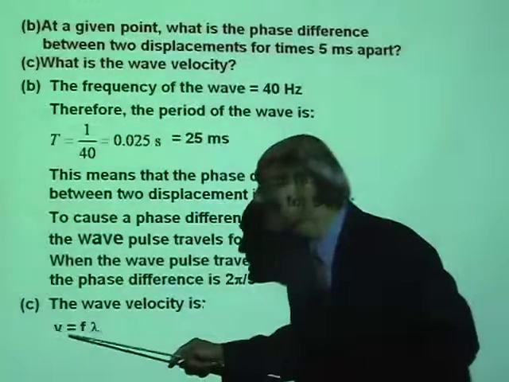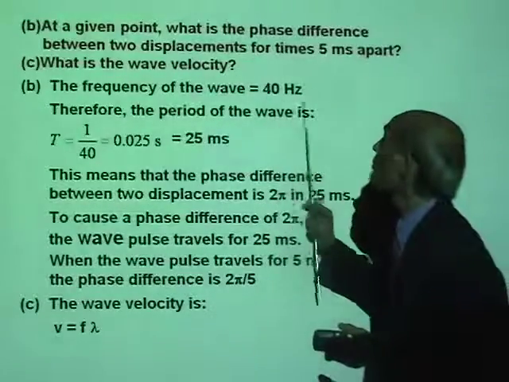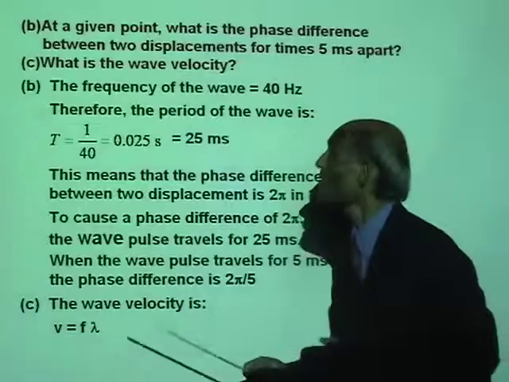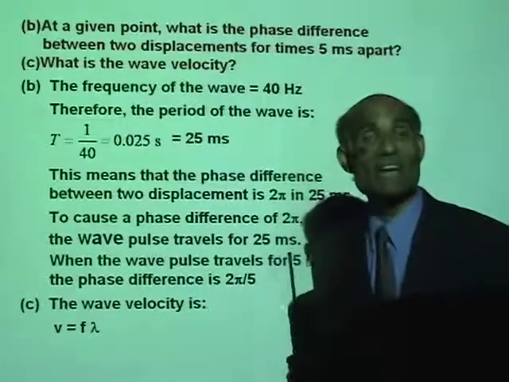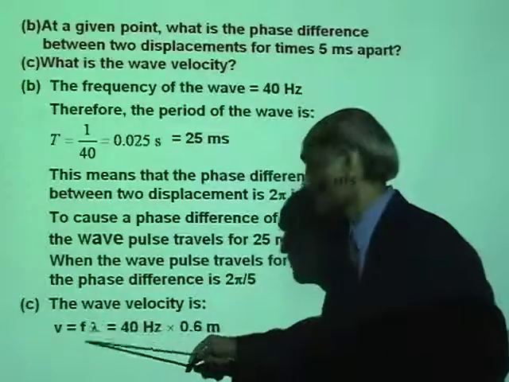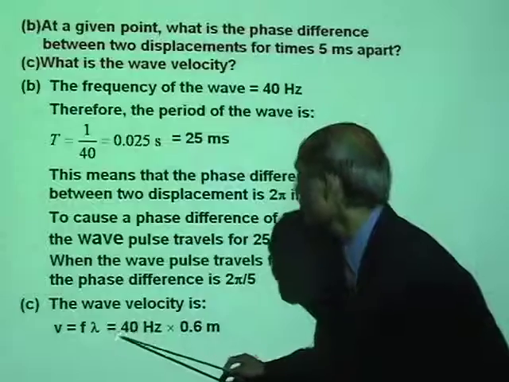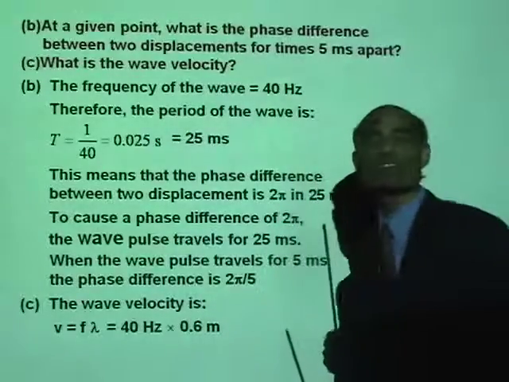Alright, what is the wave velocity? Wave velocity v equals f lambda. Frequency is given to be 40 Hertz, and lambda, the wavelength, we just calculated as 0.6 meter, and therefore wave speed is v equals 40 Hertz times 0.6 meters.